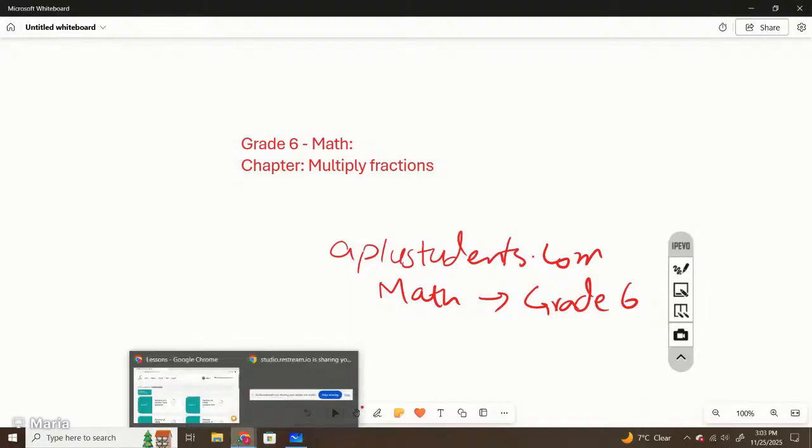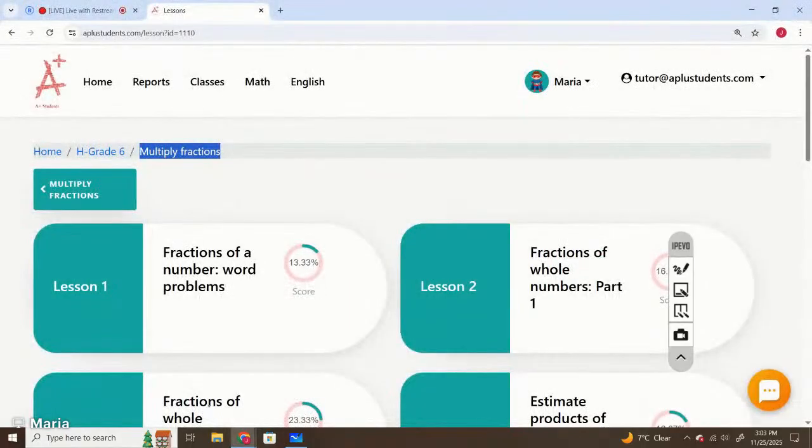So here I am on grade 6 math. Let's just start with the lesson fractions of a number word problems.